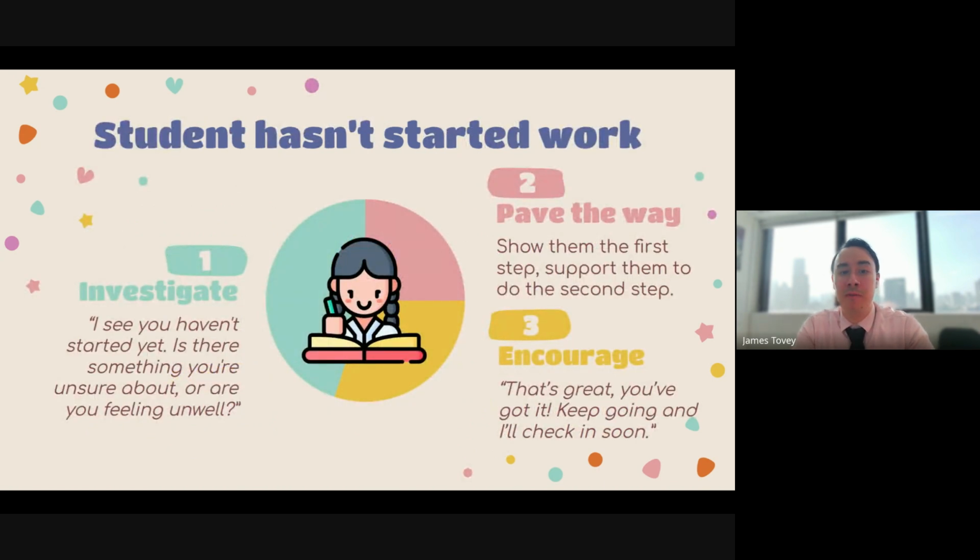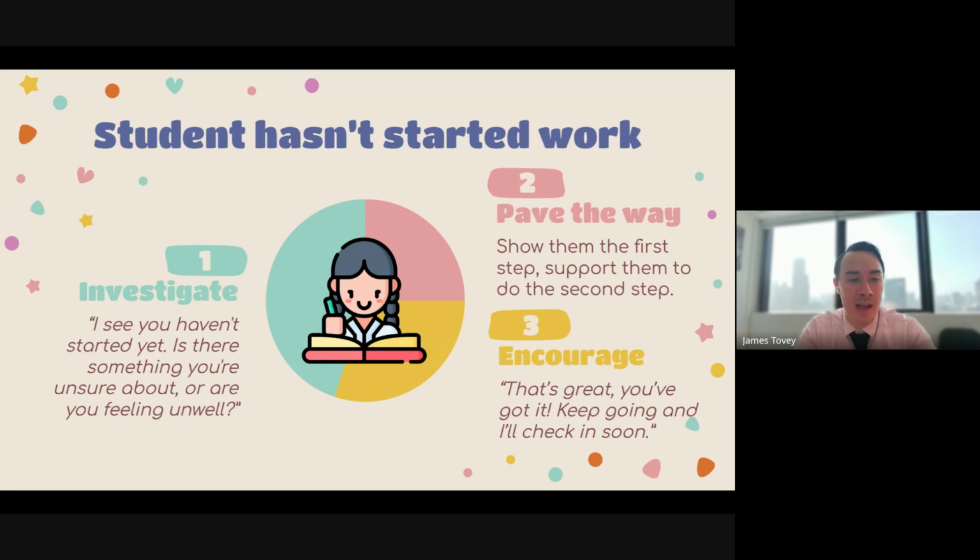All right. Now, what if a student hasn't started their work? You're going around checking all their classwork. They're supposed to be doing work on page 68, something like that. Let's have a bit of a look. So investigate. "Oh, I see you haven't started." So comment on what you're seeing right there. Is there something you're unsure about, or are you feeling unwell?